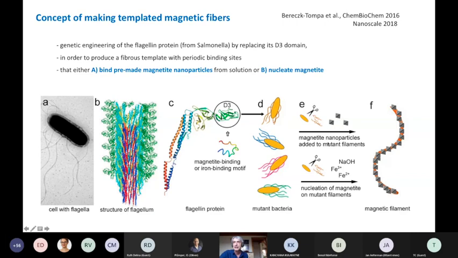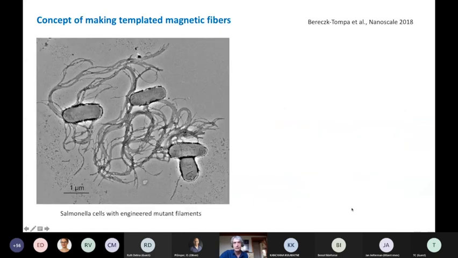And we had 2 approaches. One was that these were put into a suspension of magnetite nanoparticles. By that, we wanted to see if particles get attached to these modified filaments. And the other was that we put it into an iron-bearing solution, where we thought that the magnetite would form on the filaments. And what did we end up with?